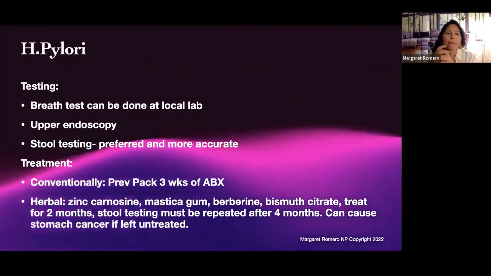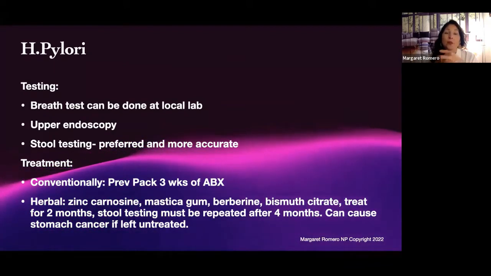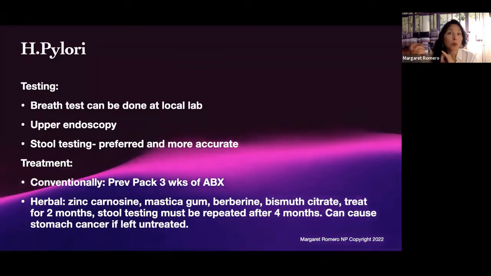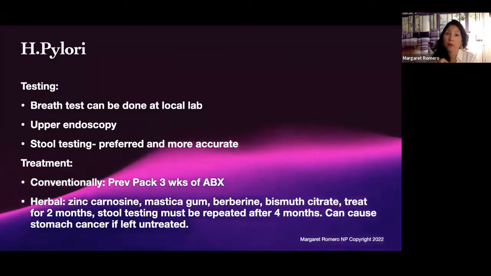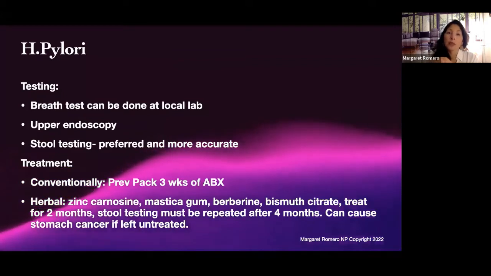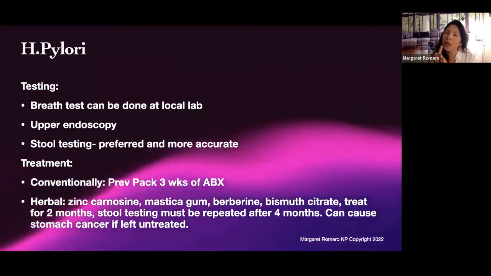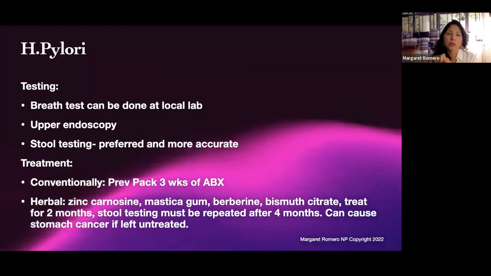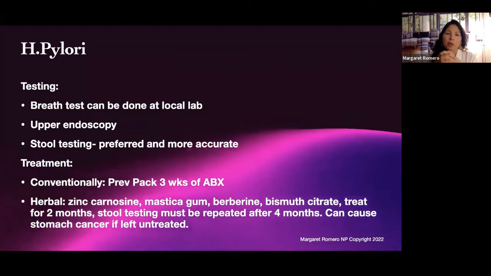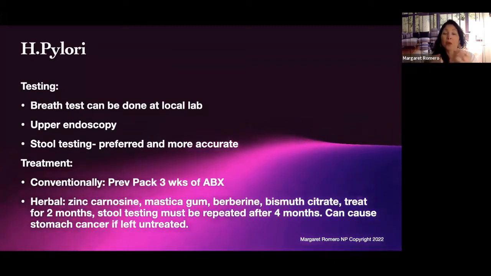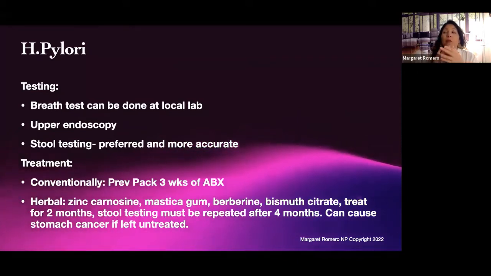All right, H. pylori testing. Breath tests can be done at a local lab. Your primary or rheumatologist can order a breath test. Upper endoscopy is not so reliable, I will say. The functional stool test is preferred and way more accurate. I've actually had people get an upper endoscopy, show me the results, negative for H. pylori. We do the stool test, positive.